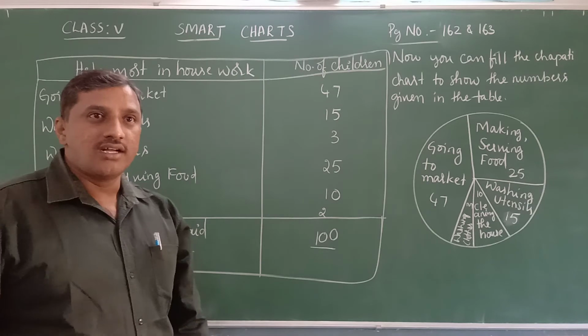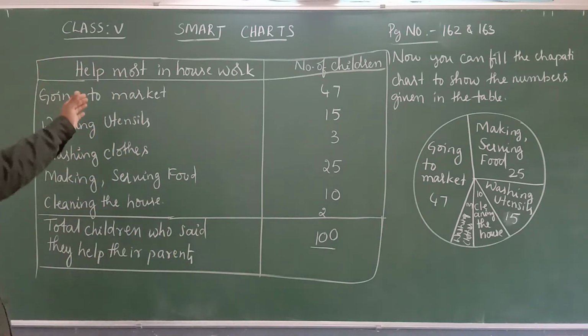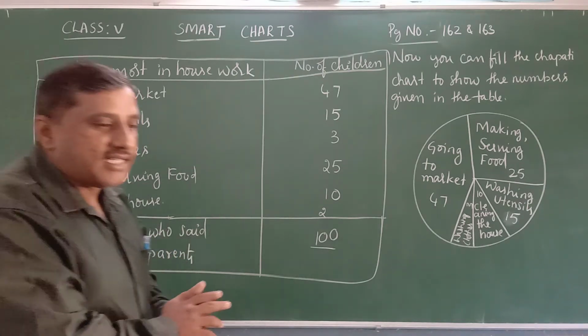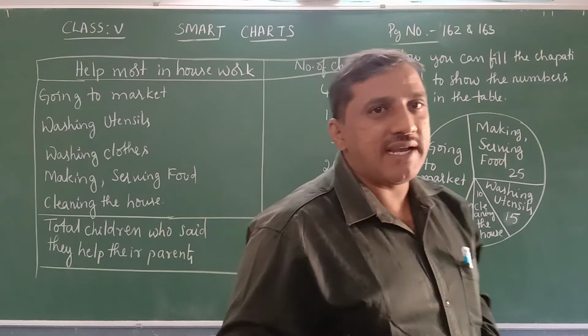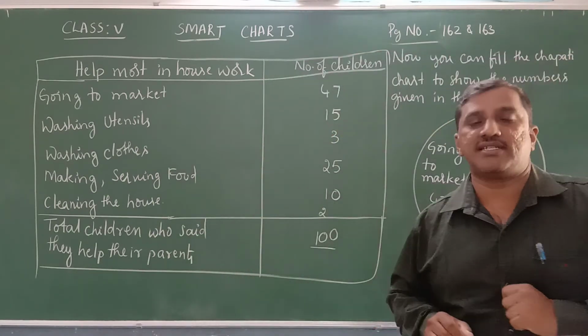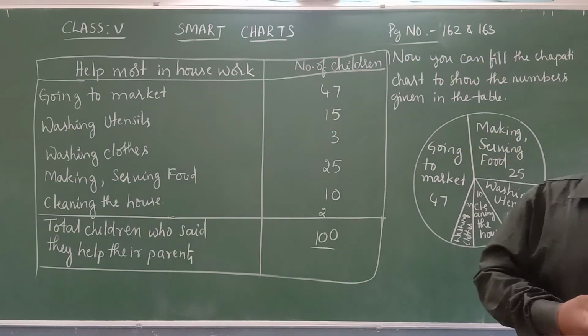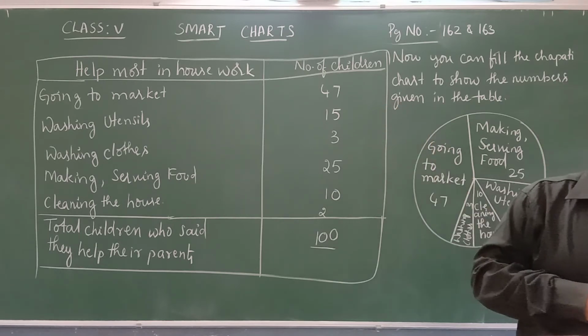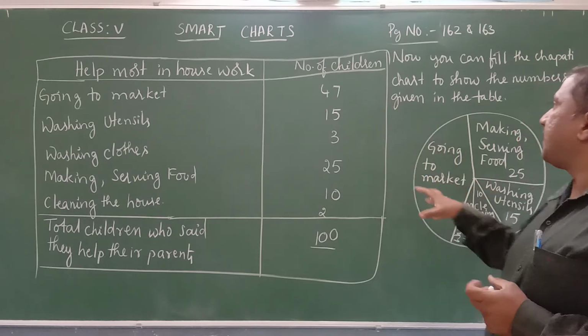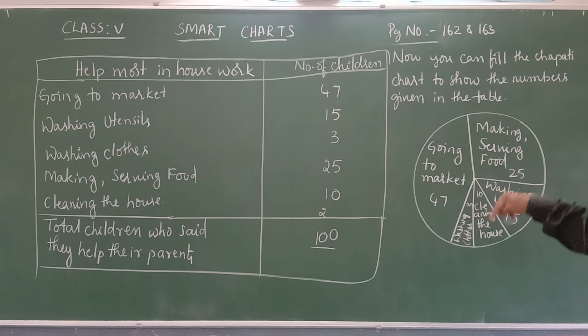Clear, children? So this is a small activity which was done in the class in the EVS period by their EVS teacher with the children. She collected the data and made it in the form of a table, and from the table she asked us to fill this chapati chart. Is it clear, children?